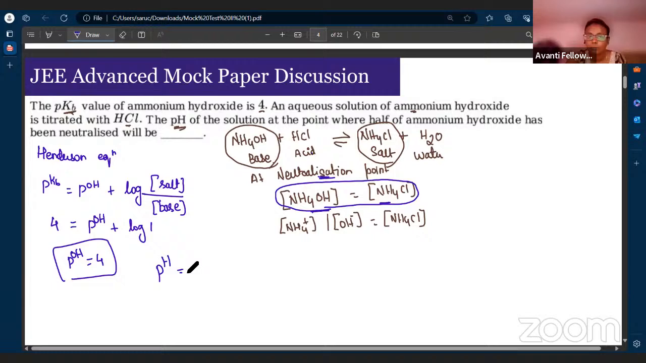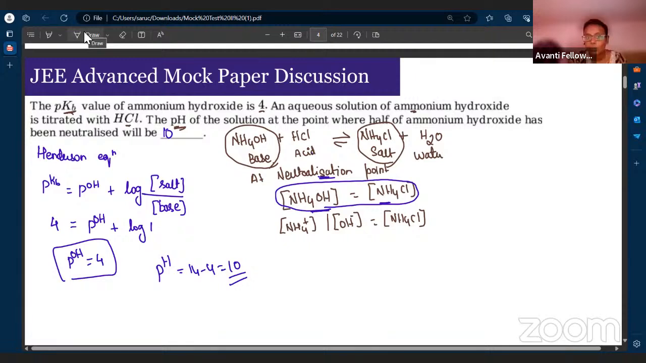Yes, very good. It is 10. So 14 minus 4 is equal to 10. So your answer will be 10. Got this question, everyone? It is a very simple question. Shall I move to the next question?